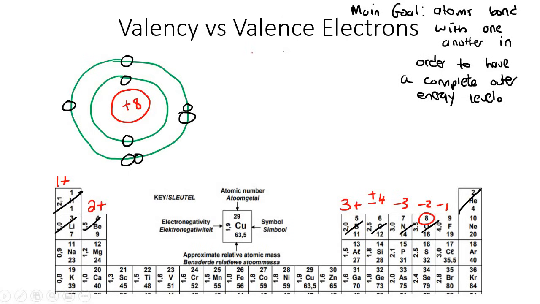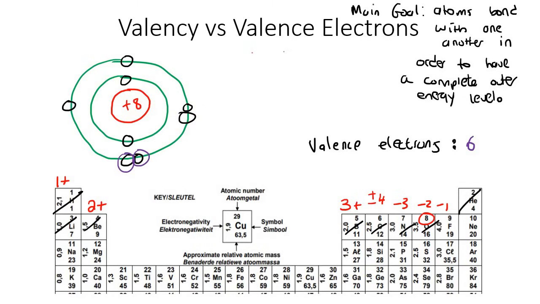There we go. So if we look at the number of valence electrons, remember that's not the same as valency, then you would look at how many electrons are on the outside. So that would be 1, 2, 3, 4, 5, 6. So it has 6 valence electrons.